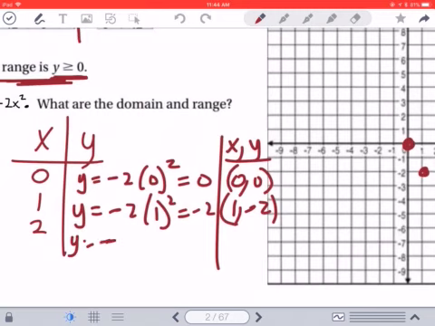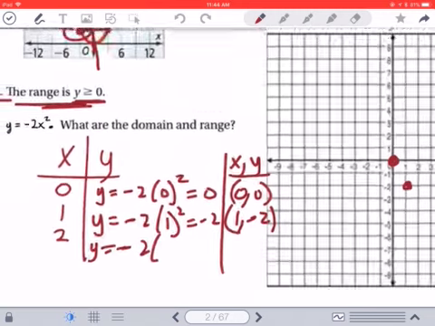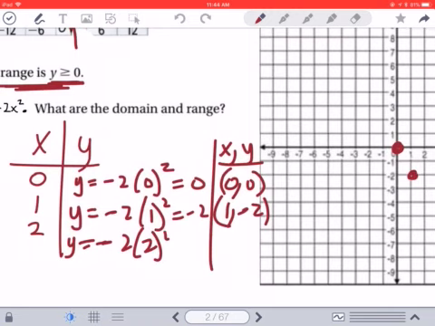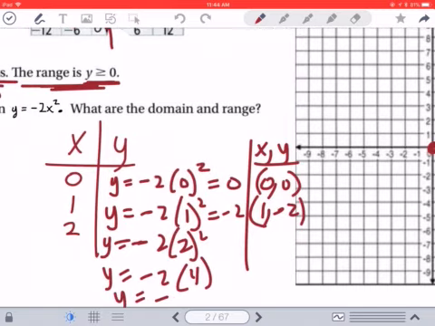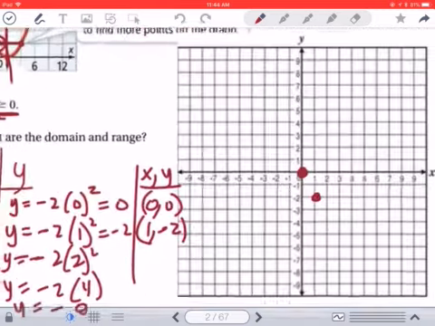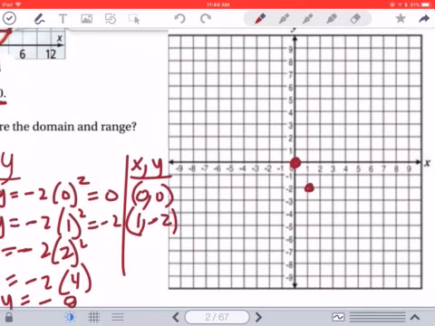So this is going down 2. Okay, then I have negative 2 times 2 squared. And 2 squared is 4, and negative 2 times 4 is negative 8. So I get y equals negative 8. So 2, negative 8 would be right there.